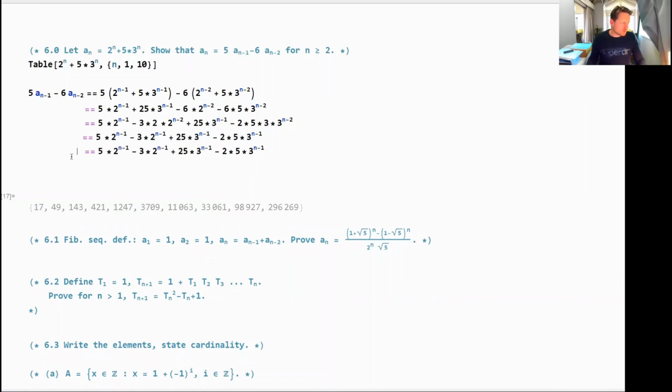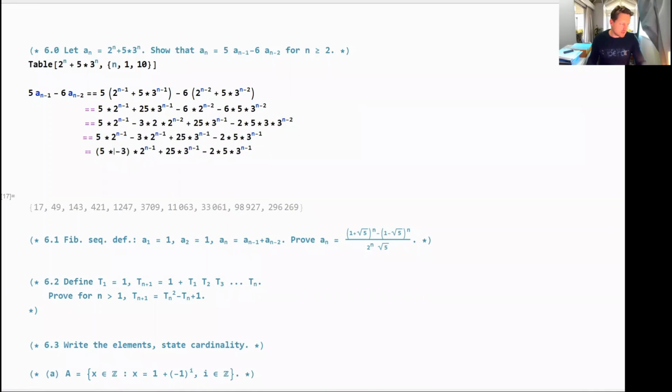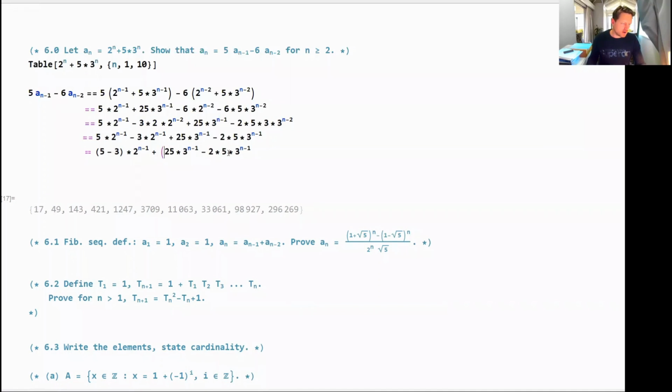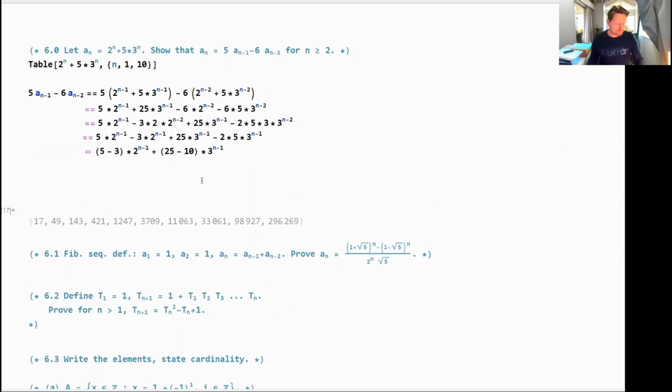Okay, so let's see. We would take this out, factorize it out, and so we have this there, and then we can do the same with the 3's. So 25 minus 10. Okay, and we're nearly there because we just have to simplify what's in the brackets. So that is 2, and 25 minus 10 is 15, but we can write that as 5 times 3.